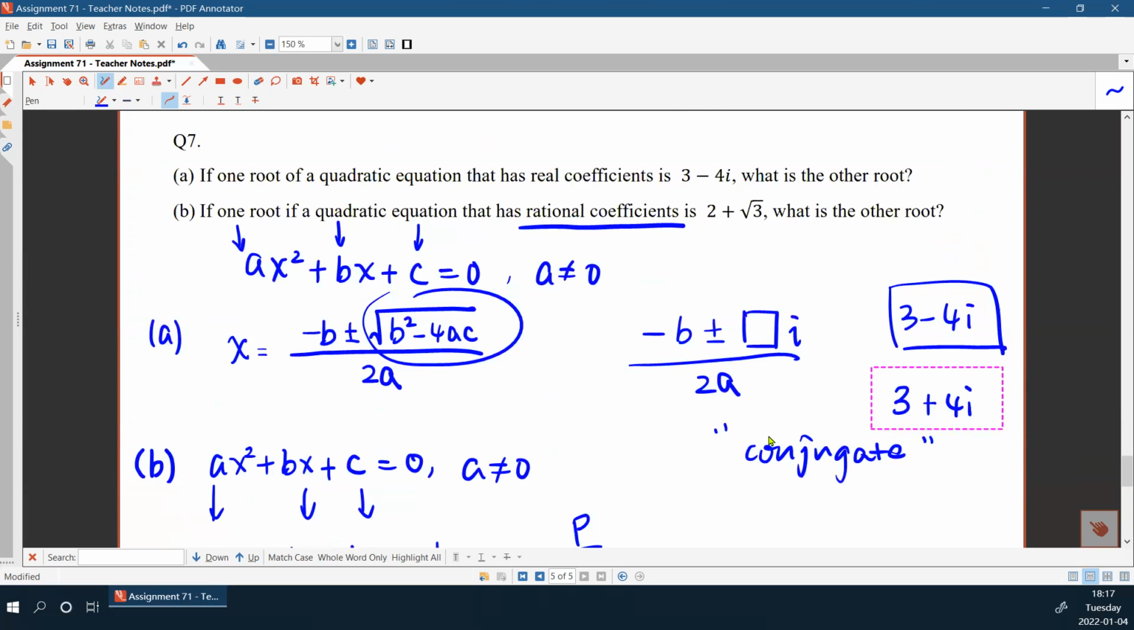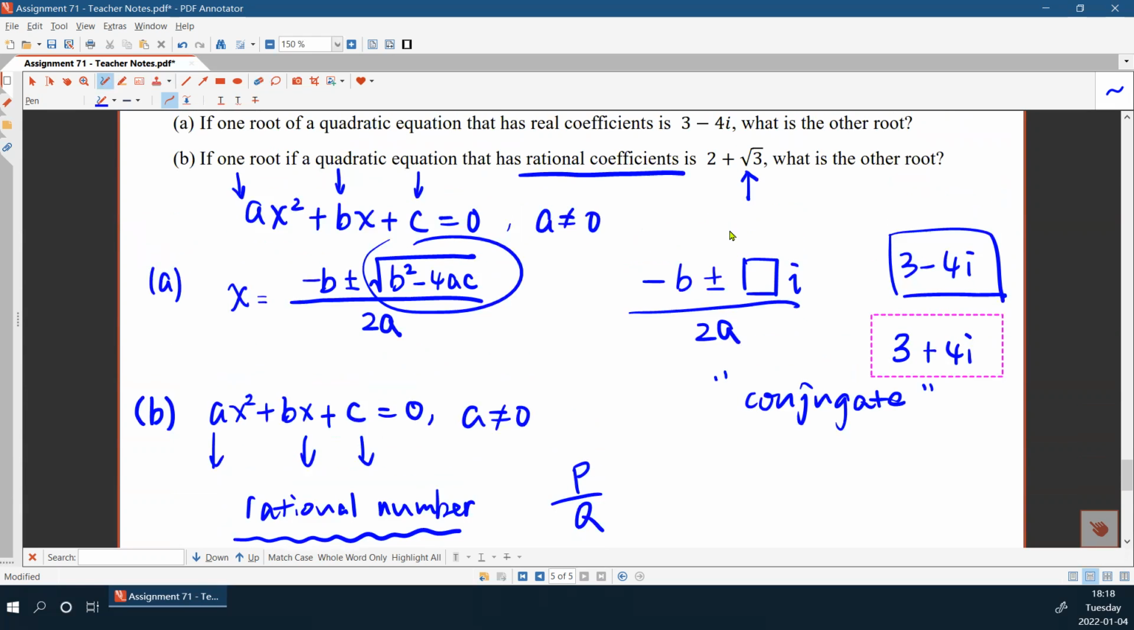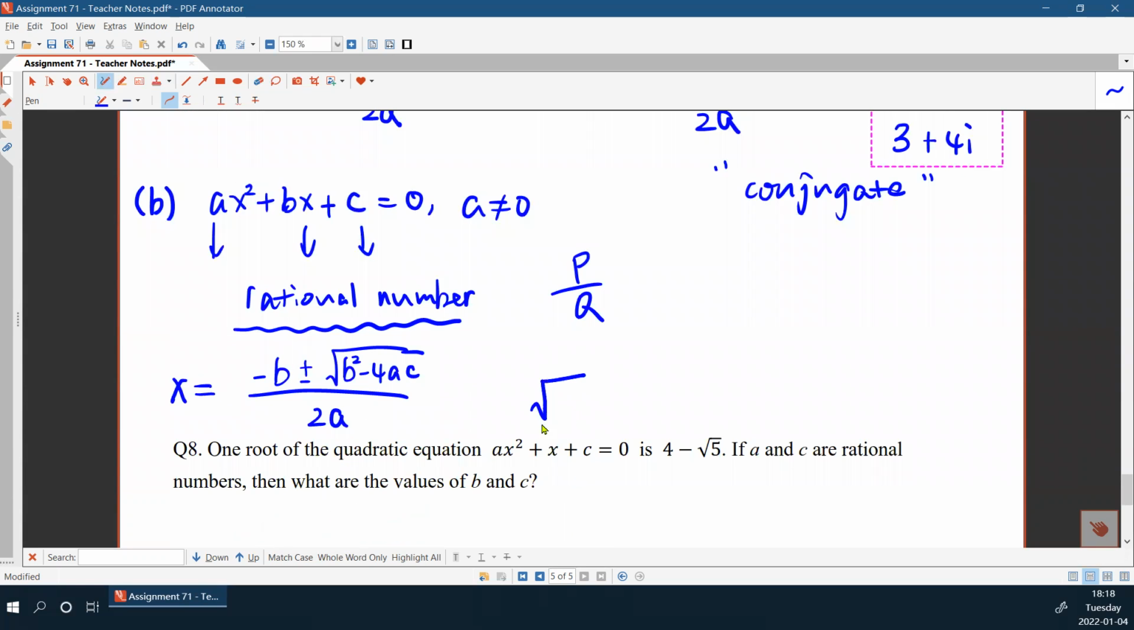And it tells you that one of the roots is 2 plus square root of 3. So here we have a square root symbol. Similar to the previous question, can you tell me if you have a square root symbol, can it appear here? Of course, no, right? Because there is no square root in b or a, because b and a are all rational numbers. Rational numbers cannot contain a square root symbol after simplification, right?